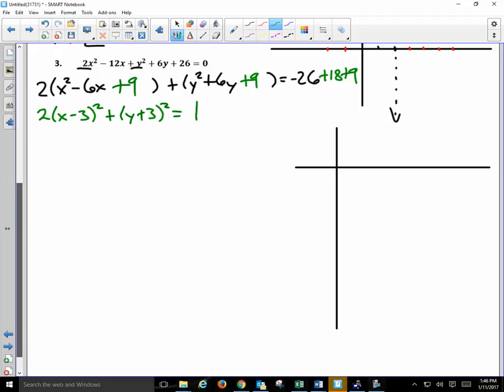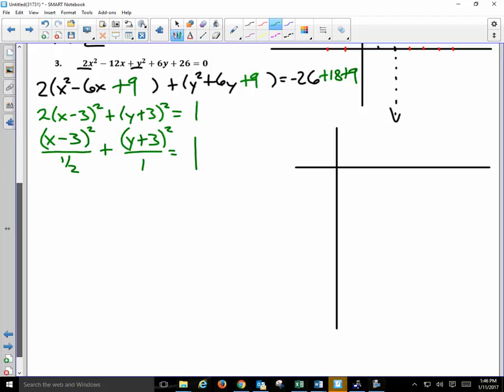Put 1/2 in the denominator. Very good. (x minus 3) squared over a half, plus (y plus 3) squared over 1 is equal to 1. So we just divide by the reciprocal. That way we can identify our a squared value and our b squared value. a squared is 1, and b squared is 1/2.